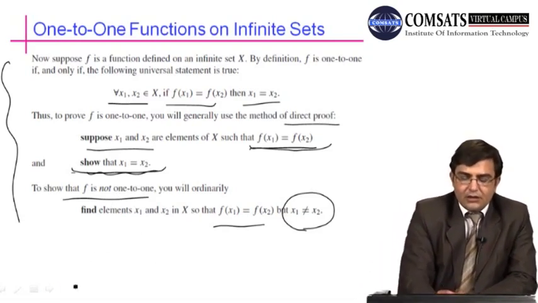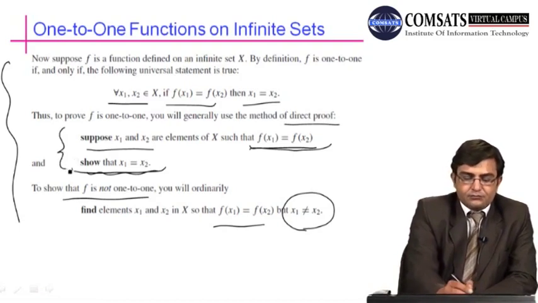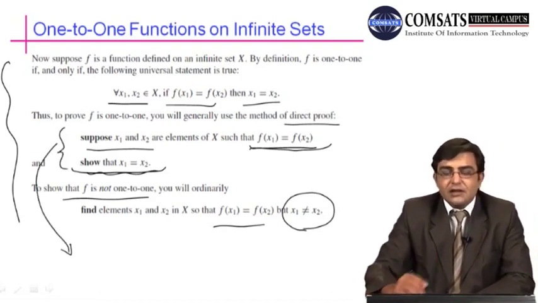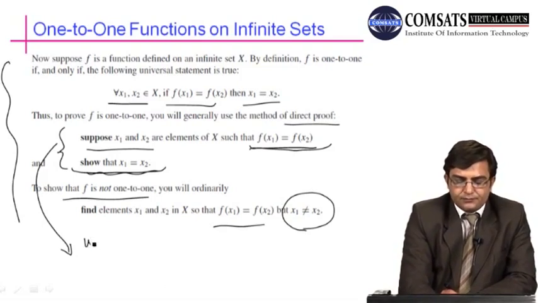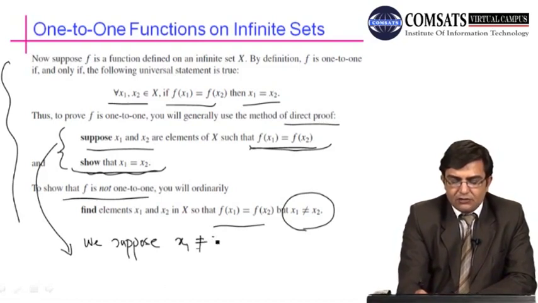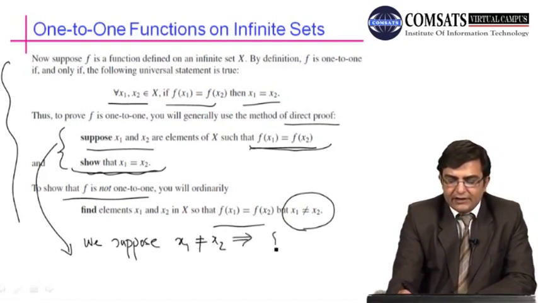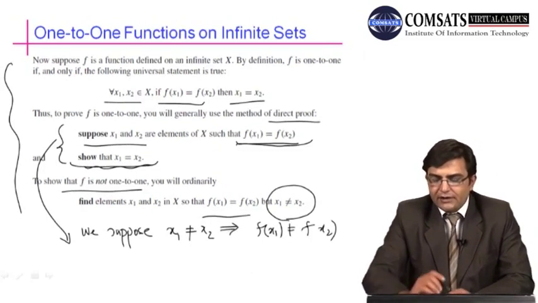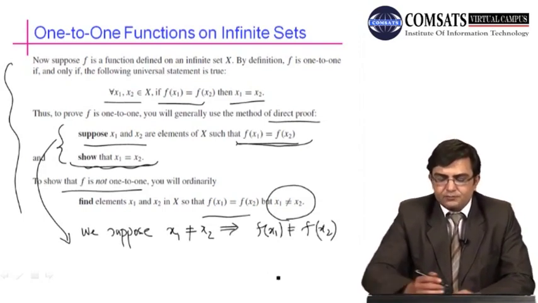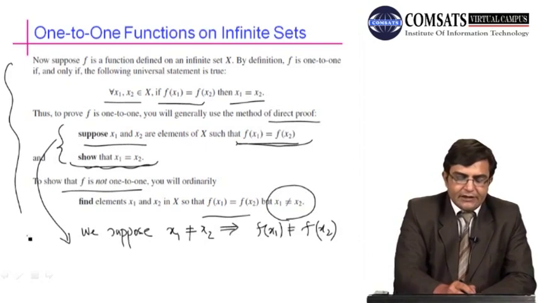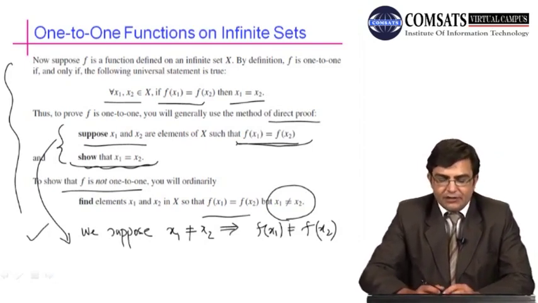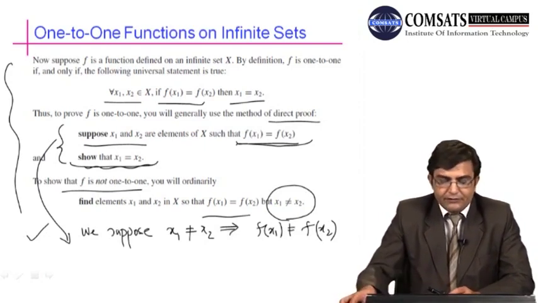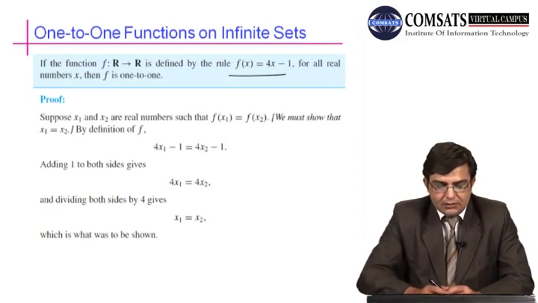Or equivalently, we can prove it by using the other definition. We suppose x1 is not equal to x2, and we prove that f of x1 is not equal to f of x2. So this is an alternative technique to prove whether the given function is one-to-one or not. So we will discuss both techniques, but first is this.